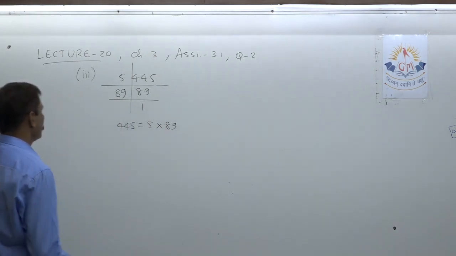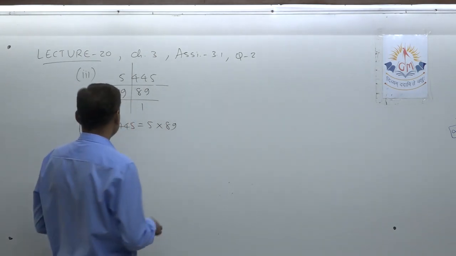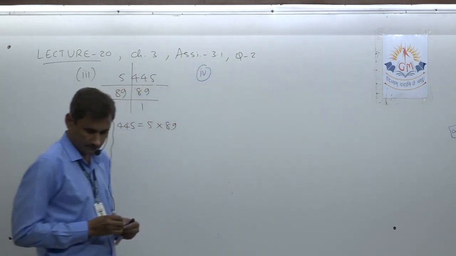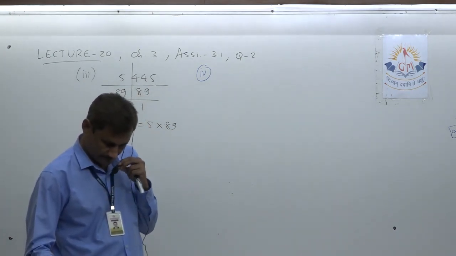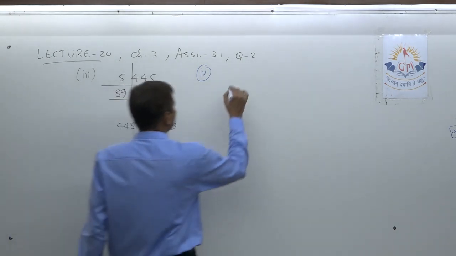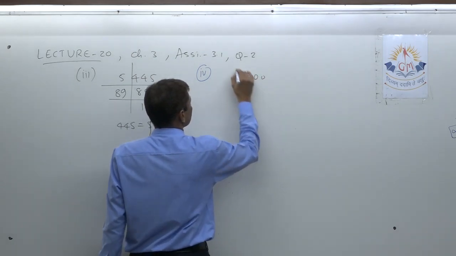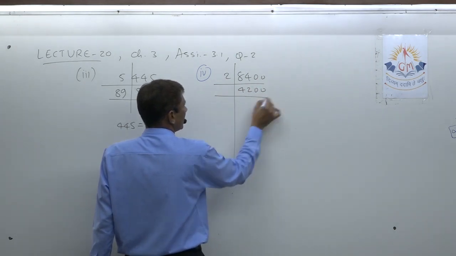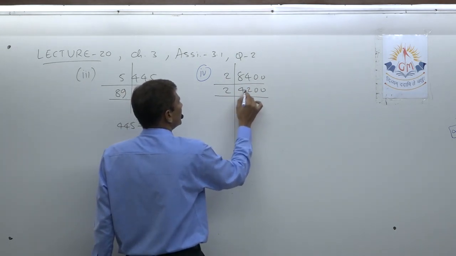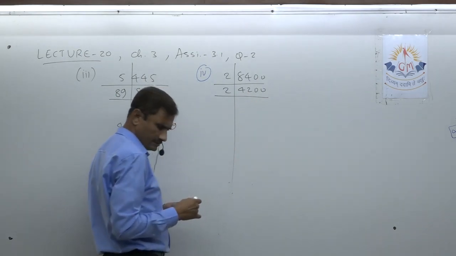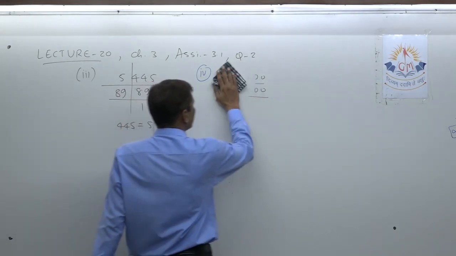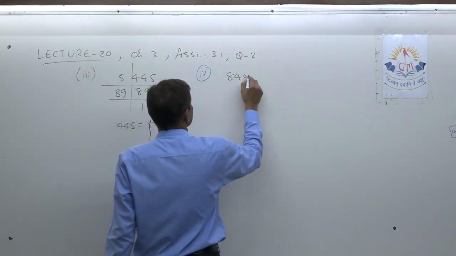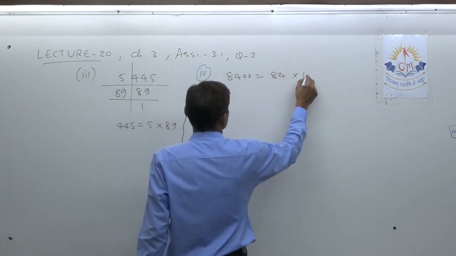Okay. Now in the same way, look at the next one, 8400. So again prime factorization here. There is another idea also: 8400, just write it as 84 into 100, because 100 is a perfect square number.